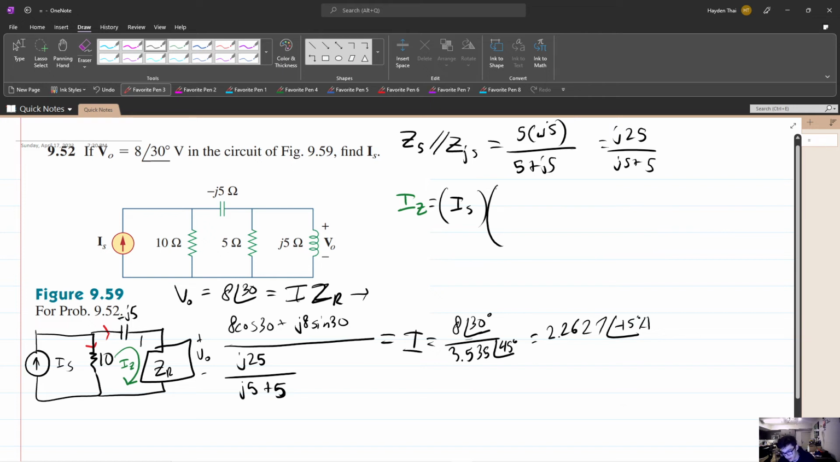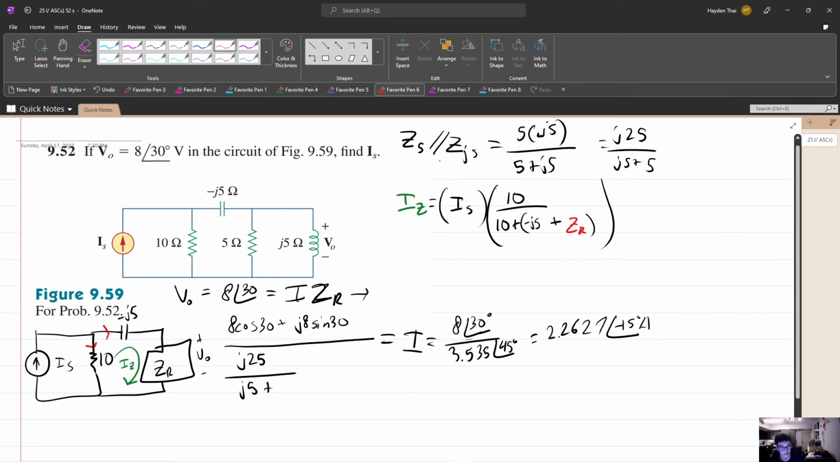So to find this IZ current, for the current division rule, we do the opposite branch over the branch we're looking at. So it would be 10 over 10 plus minus j5 plus. I'm just going to write ZR. You guys can do this later. Plus ZR, right, where ZR would be this piece.